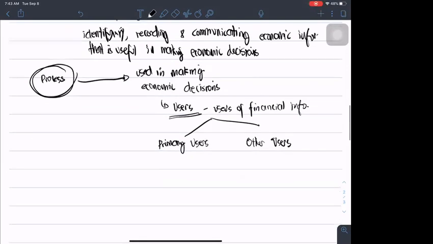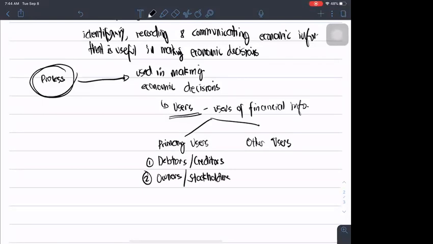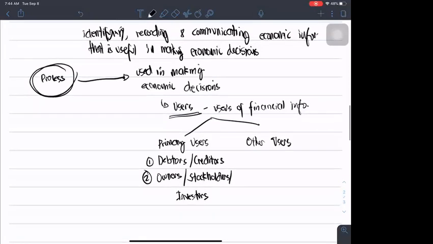So we can categorize them as either primary users or other users. Okay. So who are your primary users? We only have two primary users, and these are your debtors or creditors. Next are your owners, stockholders, or investors. Okay. So who is a debtor or a creditor? A debtor or a creditor is a person who has a claim over the entity.